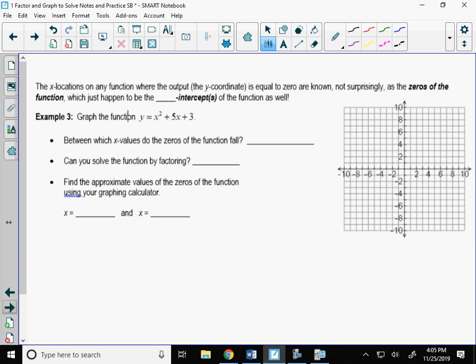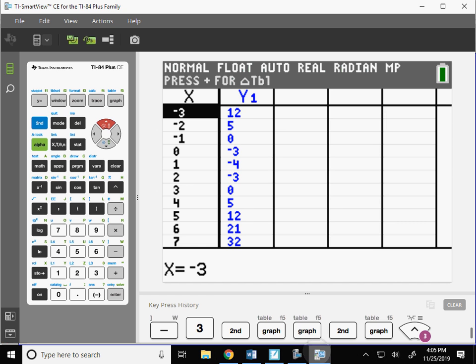All right, flip your page. Let's do a little bit more with the calculator here. Almost done. So the x locations on any function where the output is equal to 0, when they're known, they're called the zeros of the function. They just happen to be the x-intercepts. So all of these words are having a connection here. So let's graph the function x squared plus 5x plus 3 now on our calculator.